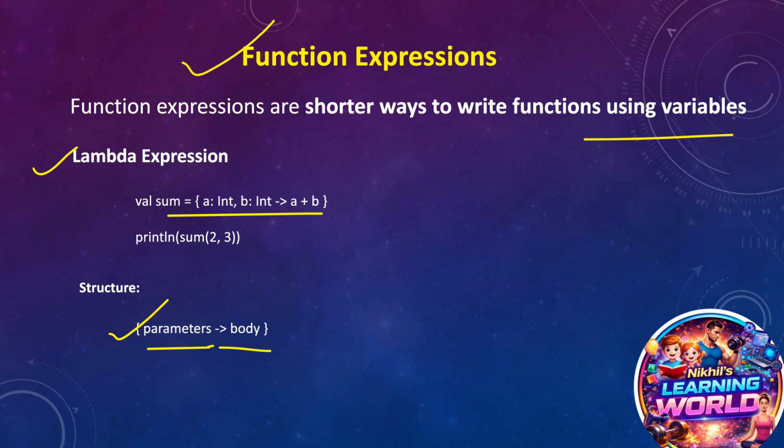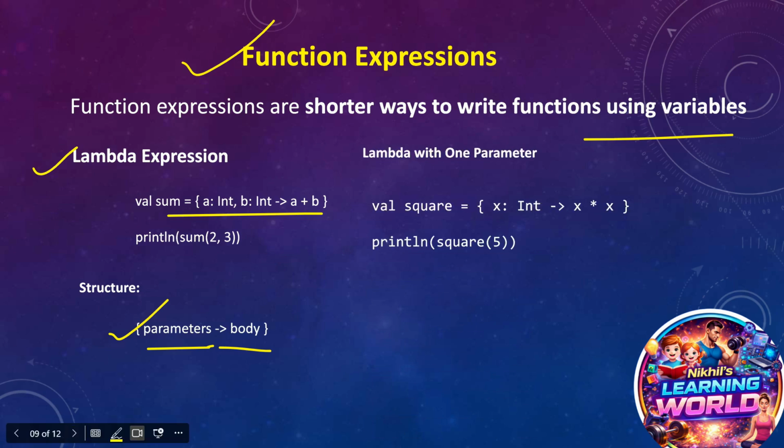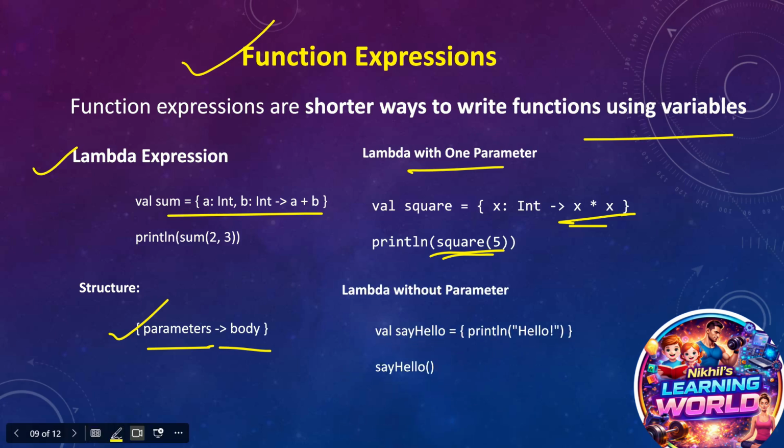So lambda with one parameter, so we can pass the parameter as well, and without a parameter as well. For example, you can see here val square x and x into x, so square of 5 will be 25. Okay, so lambda without parameter, so say hello and println hello. So say hello directly we can call, and the print will be hello.